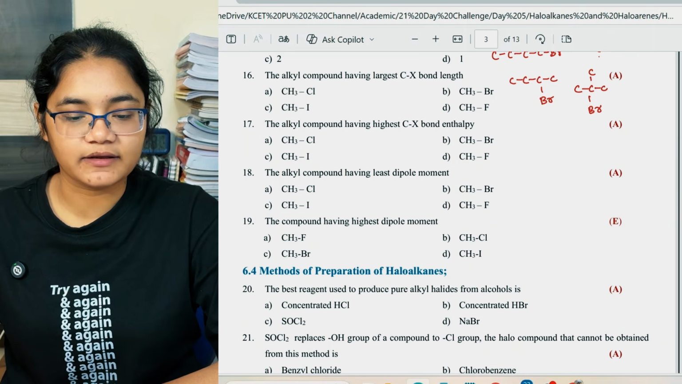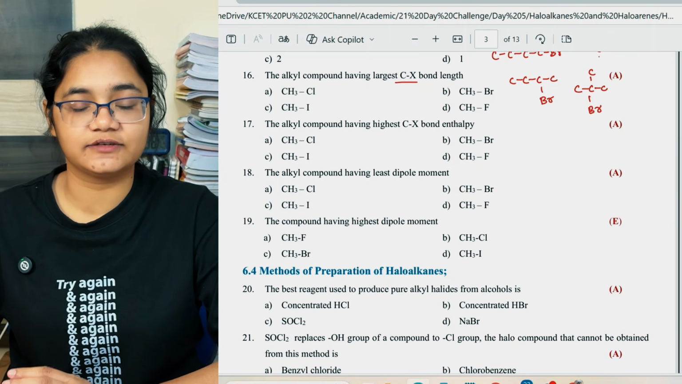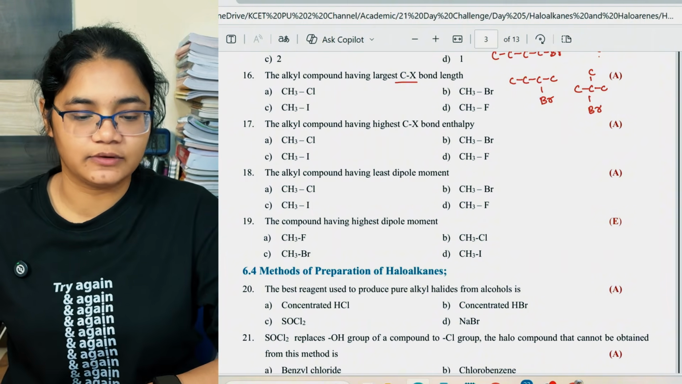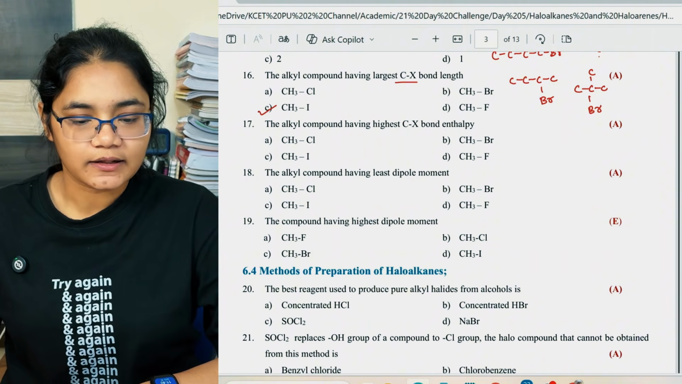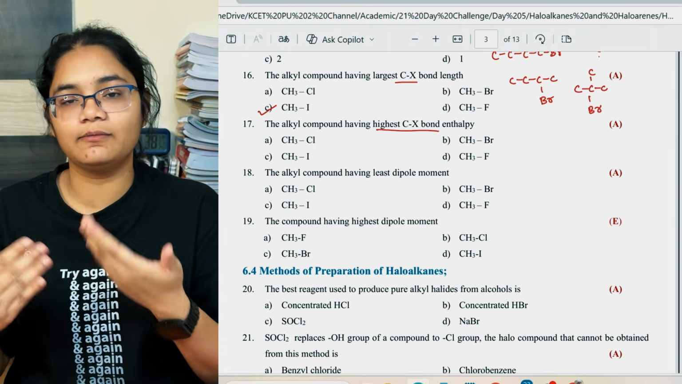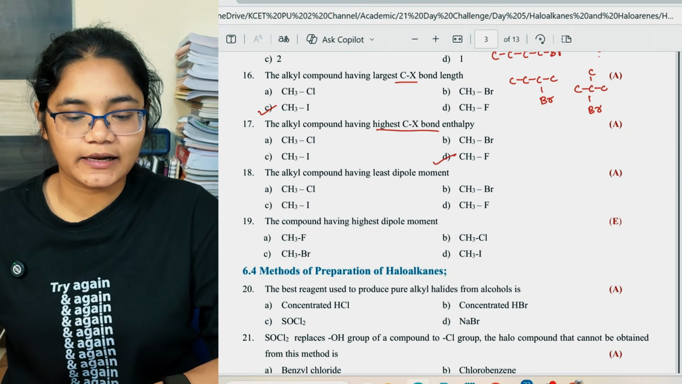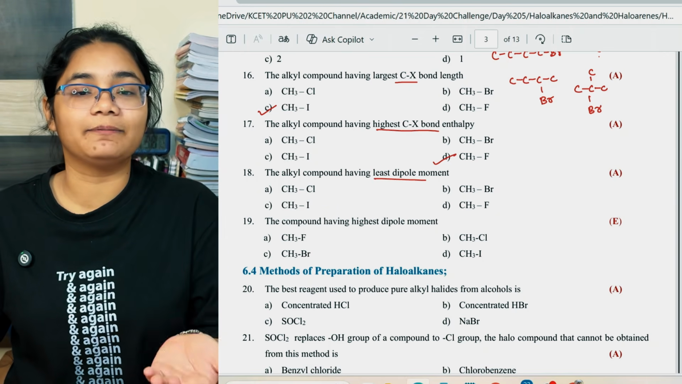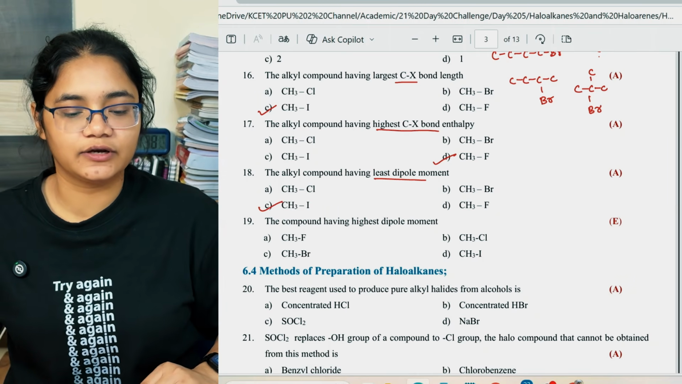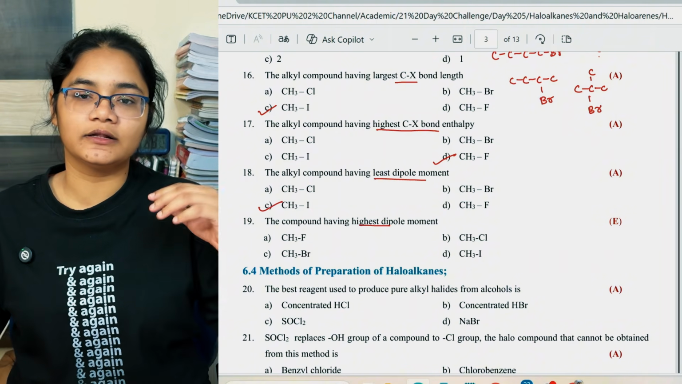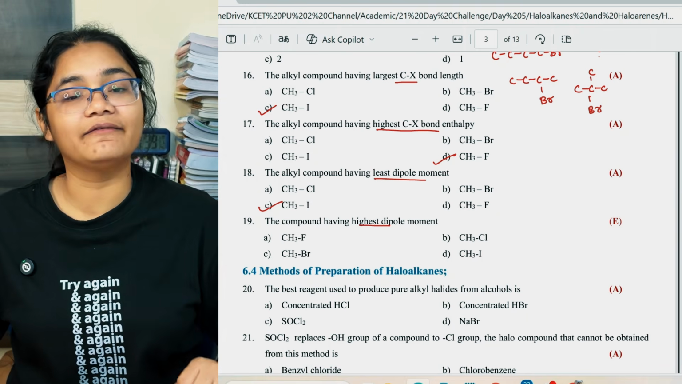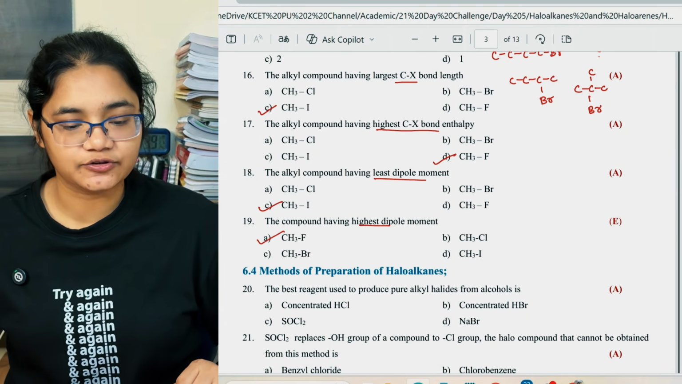Next, the alkyl group having the largest C-X bond length. If the ion size or the atom size is more, the bond will also be lengthier. So it is CH3I. The alkyl halide with the highest bond enthalpy: smaller the atom, stronger is the bond, higher is the bond enthalpy. So CH3F. Alkyl compound with least dipole moment: dipole moment depends on electronegativity. So least electronegativity means least dipole moment. So again CH3I. Compound with highest dipole moment: the more electronegative the atom, the higher the dipole moment. So that is why CH3F.